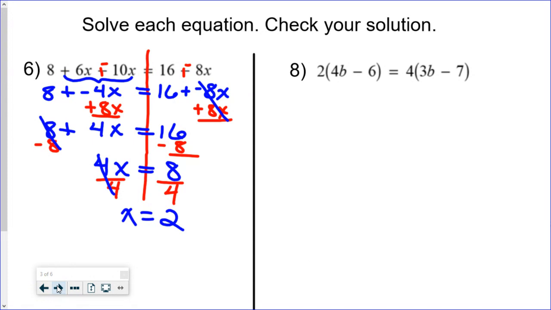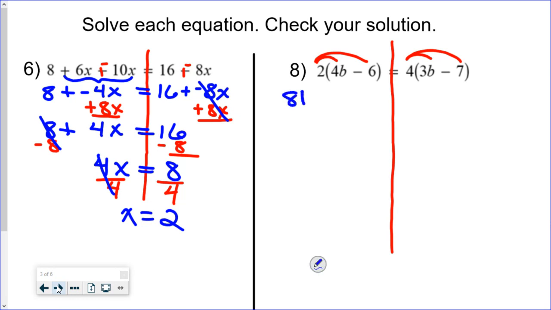Now, let's try number 8, which is not really number 8, because I'm apparently doing new math, but that's okay. Okay, first thing, do you remember how to distribute? Okay, 2 times 4b is 8b. Now, I'm going to do that keep change. So I'm going to bring down this plus sign. 2 times negative 6 is negative 12. Okay, 4 times 3b is 12b. Bring down the plus. 4 times negative 7 is negative 28.